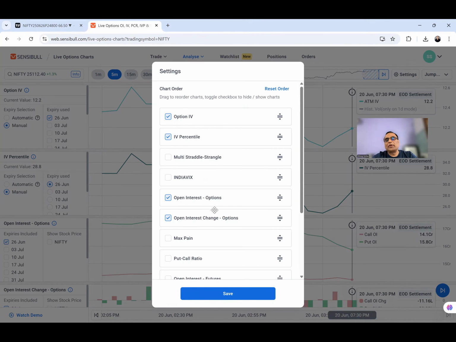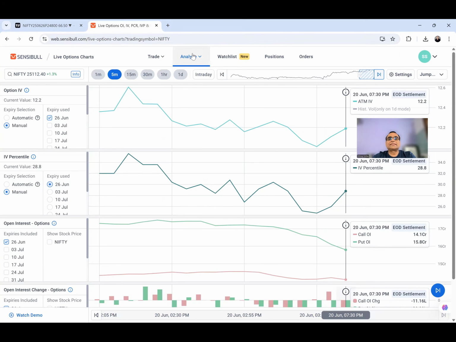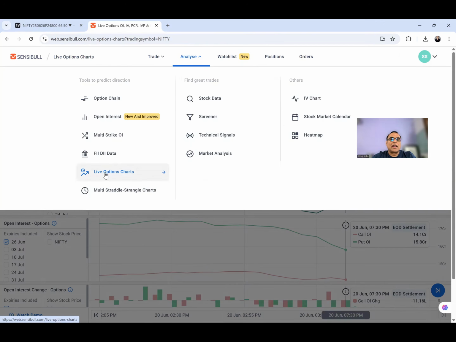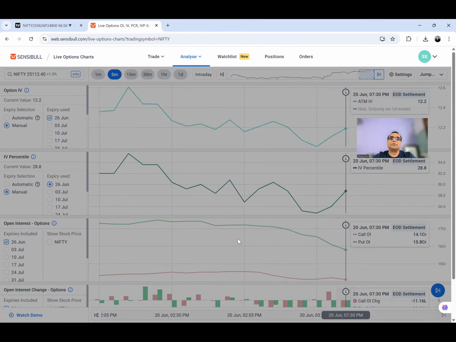I also have the open interest, but that's not something which is of concern in this particular video. So for this particular purpose that I'm explaining to you, let's select the option IV and the IV percentile, these 2 things. Okay. So analyze live option chart, and then in that live option chart, we are selecting IV and IV percentile.